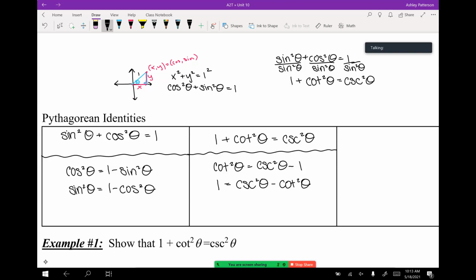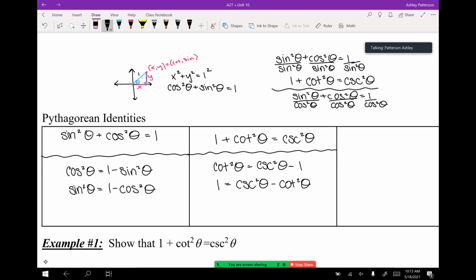Okay, well, we can't really leave out any trig functions because their feelings will get hurt. So if we have sine squared theta plus cosine squared theta equal to 1, that original Pythagorean identity, we already divided through by sine squared, so let's divide through by cosine squared. And let's see what we get.